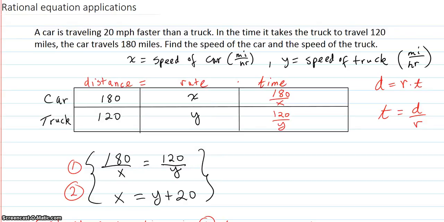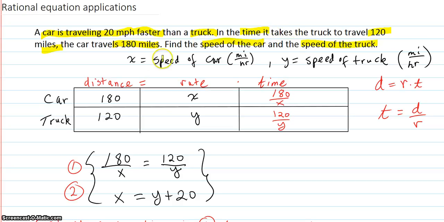Rational equation applications. This one is a distance, rate, time problem. A car is traveling 20 miles per hour faster than a truck. And in the time it takes the truck to travel 120 miles, the car travels 180. So the times are the same for those. Find the speed of the car and the speed of the truck.